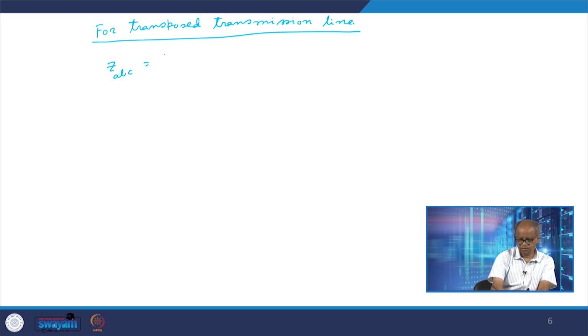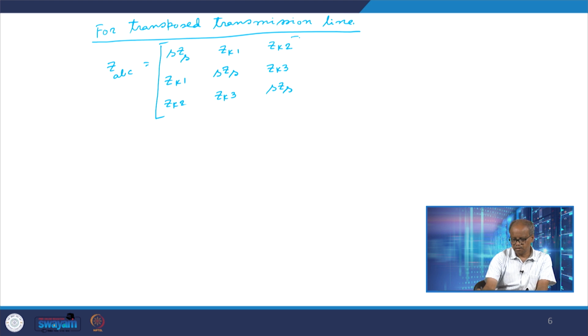ZS, then ZK1, ZK2, then ZK1. This we have already derived, so we are just recalling. ZK1, then SZS, then ZK3, it would be ZK2, ZK3, and SZS. S is the length of the line and ZS is the self impedance that we have already defined.